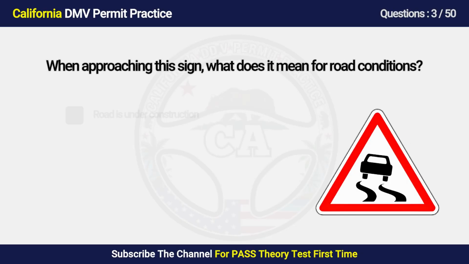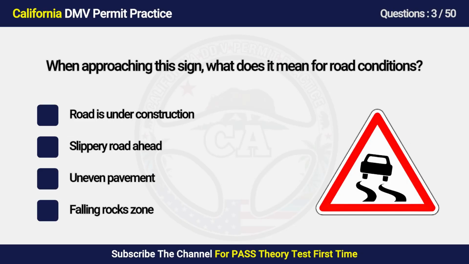Question 3. When approaching this sign, what does it mean for road conditions? A. Road is under construction. B. Slippery road ahead. C. Uneven pavement. D. Falling rocks zone.